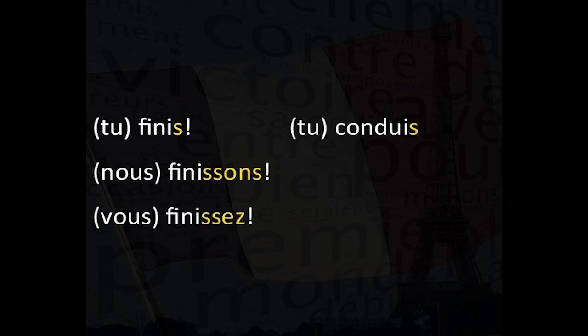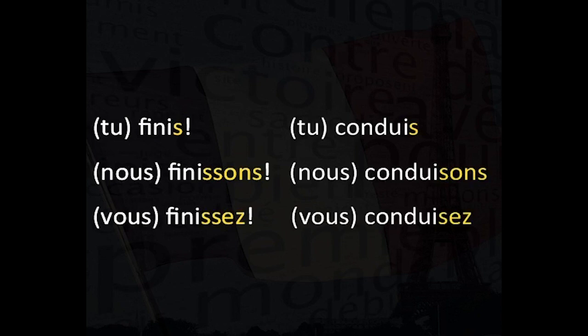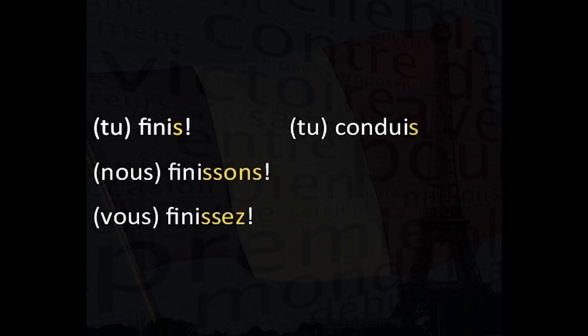With the second and third group verbs, the construction is very simple because the verb forms are identical to the present tense forms. The only difference is the absence of the subject pronouns. Finis, finissons, finissez. Conduis, conduisons, conduisez. Let me repeat the words. Finis, finissons, finissez. Conduis, conduisons, conduisez.